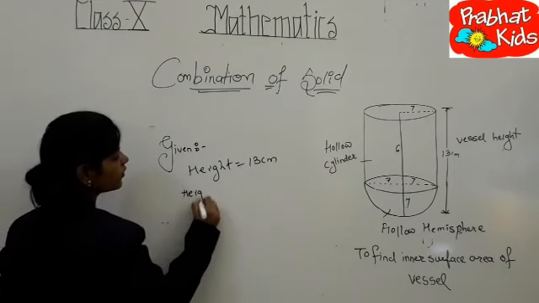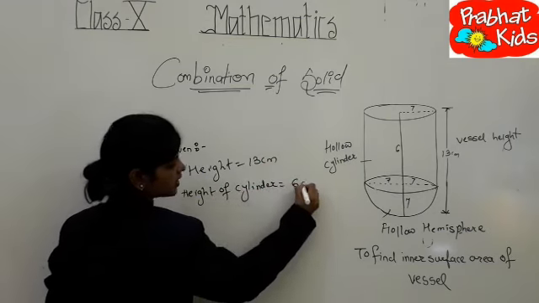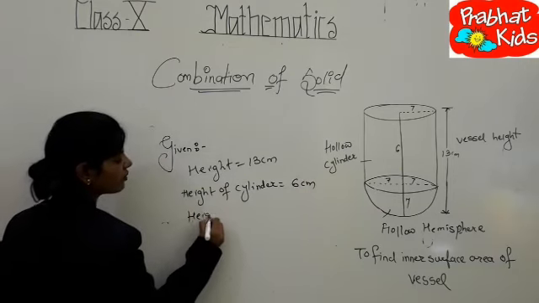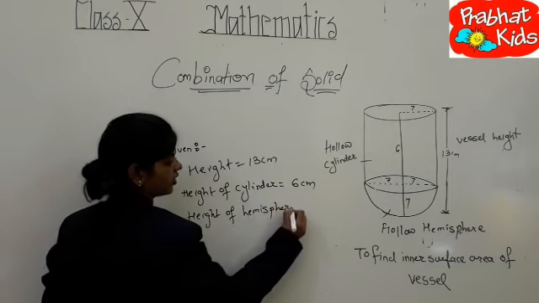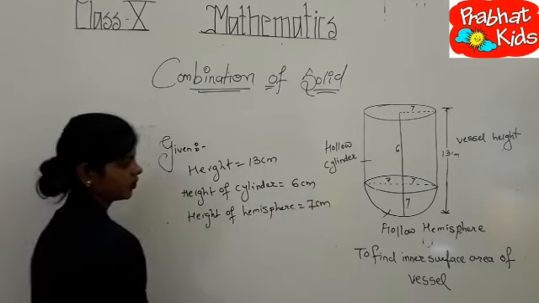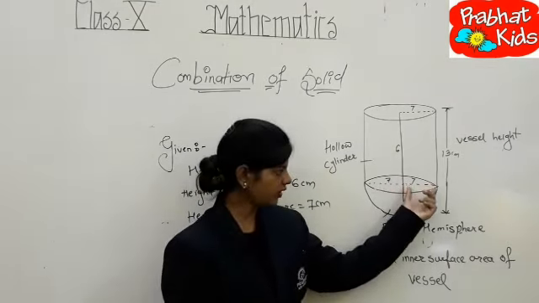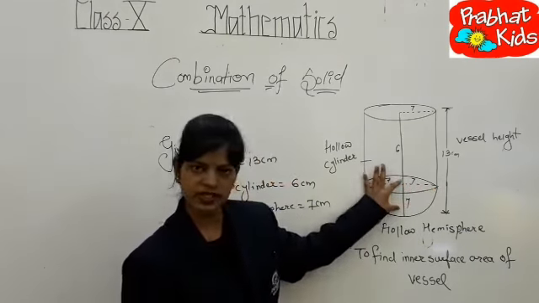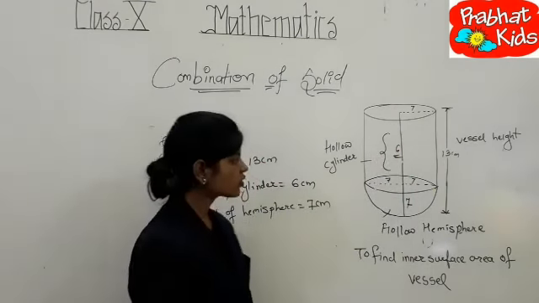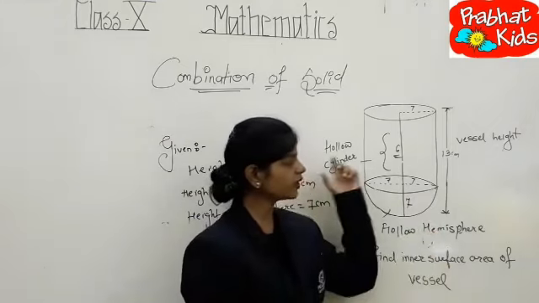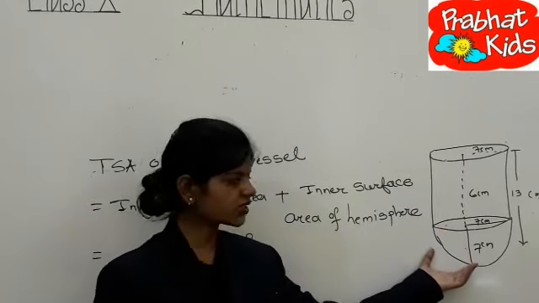The height of the cylinder is 6 centimeter and the height of the hemisphere is 7 centimeter. As the complete diameter is 14 centimeter, the radius is 7 centimeter, and the height and radius of the hemisphere are the same, so this is 7, and of course this part will be 6 centimeter. We have to find the inner surface area of the complete vessel, so we find the total surface area of this resulting vessel.